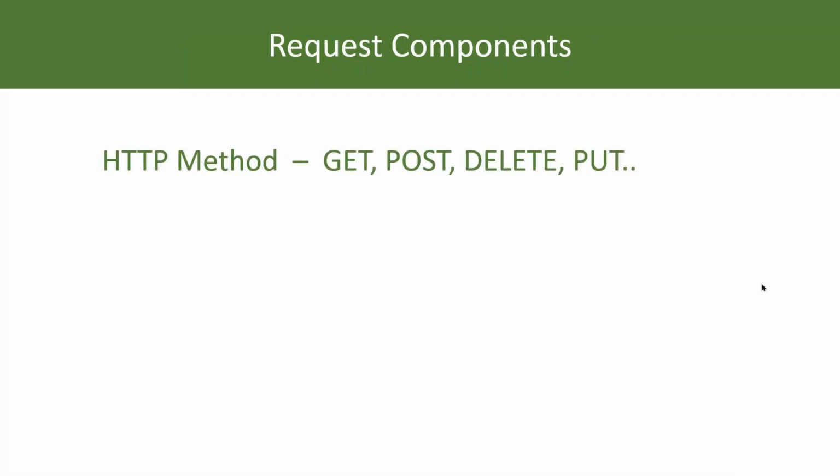Okay, fine. So next is, of course, as we have just seen, it is all about the request and the response. Let's look at the components of a request. In any request, these are the different components. First component is the HTTP method. HTTP methods go like GET, POST, DELETE, PUT, OPTIONS, TRACE, and so on. Out of these, GET is the most dominant method that exists.